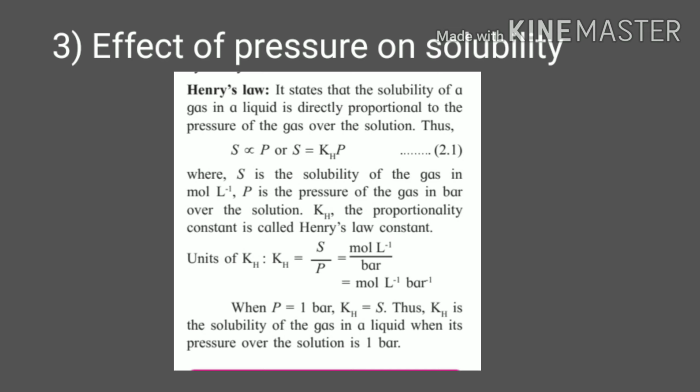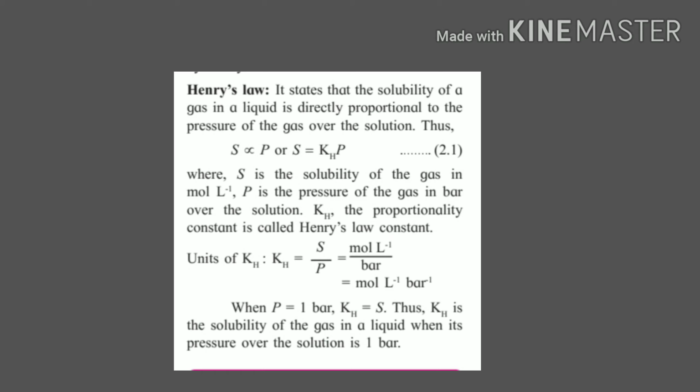Now, this law states that the solubility of a gas in a liquid is directly proportional to the pressure of the gas over the solution. So if you look at the equation there, S is the solubility and it is directly proportional to the pressure. I told you if you want to remove the proportionality sign and put a constant, you will have to put an equal to sign there. So that becomes S = KH P. Now what is that KH? That is the proportionality constant, the Henry's law constant.